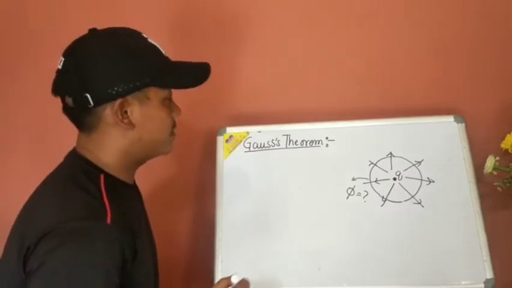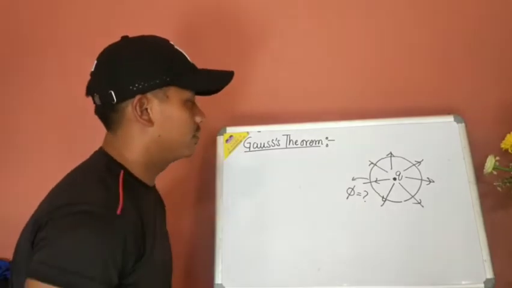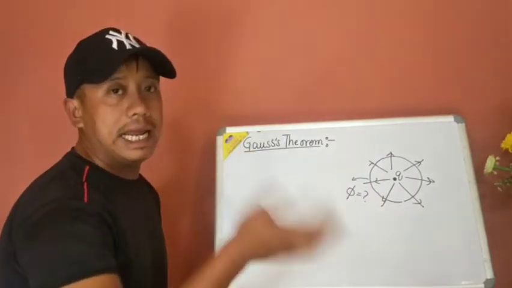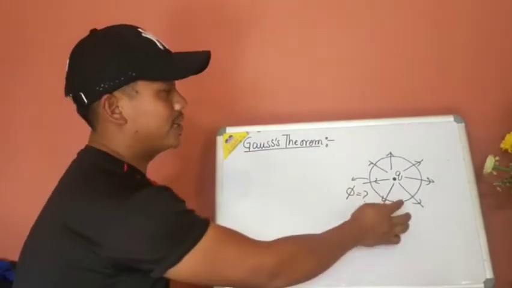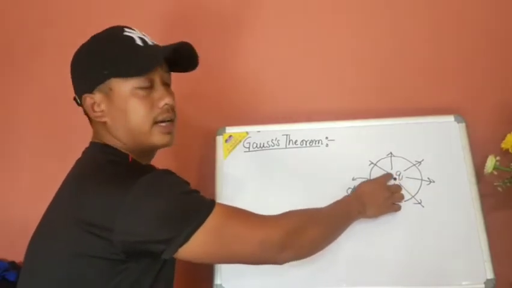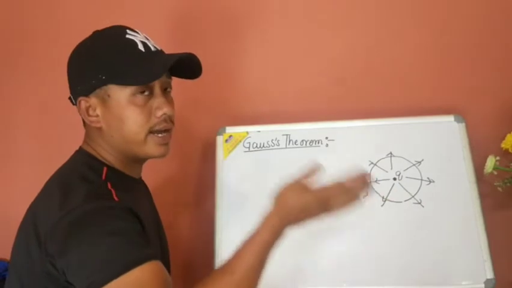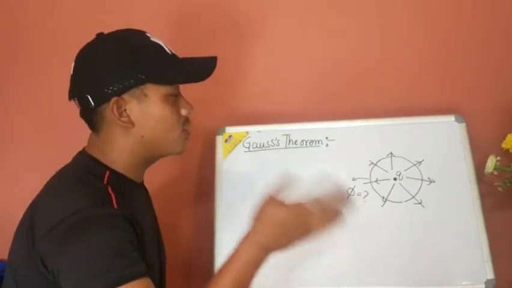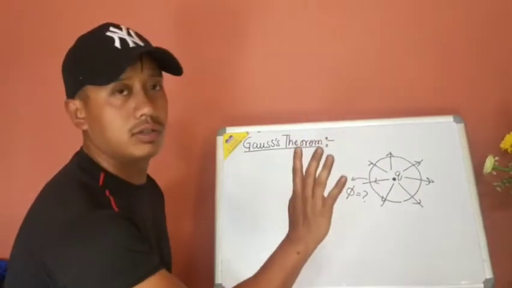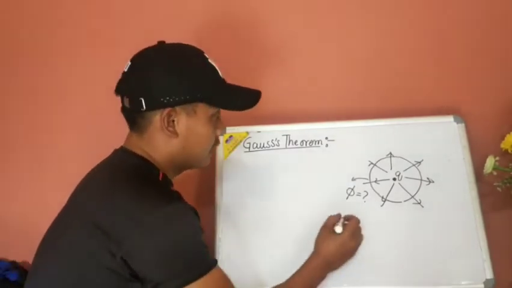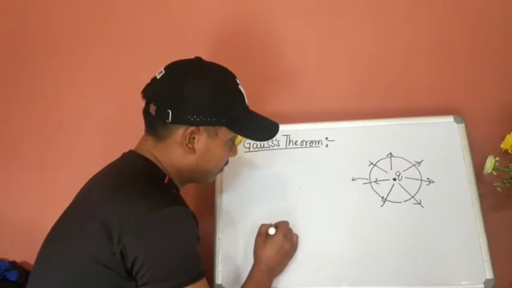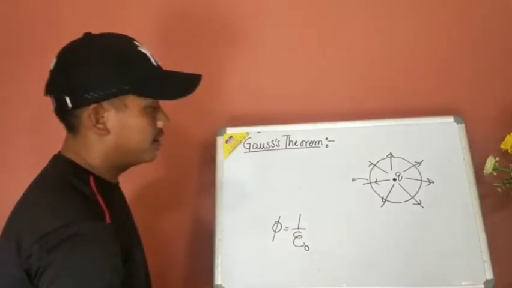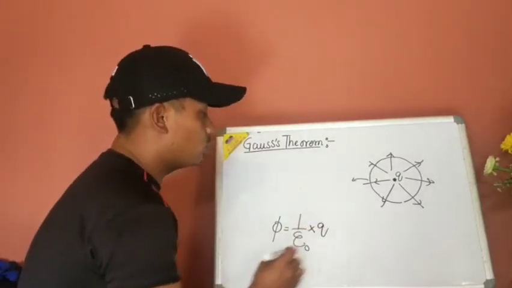So let us go to the statement of the law. According to this Gauss theorem in electrostatics, the total electric flux linked with a surface enclosing a charge is 1 by epsilon naught times the total charge enclosed. You must listen very carefully. That means the total electric flux phi is equal to 1 by epsilon naught times the charge Q enclosed by the surface.